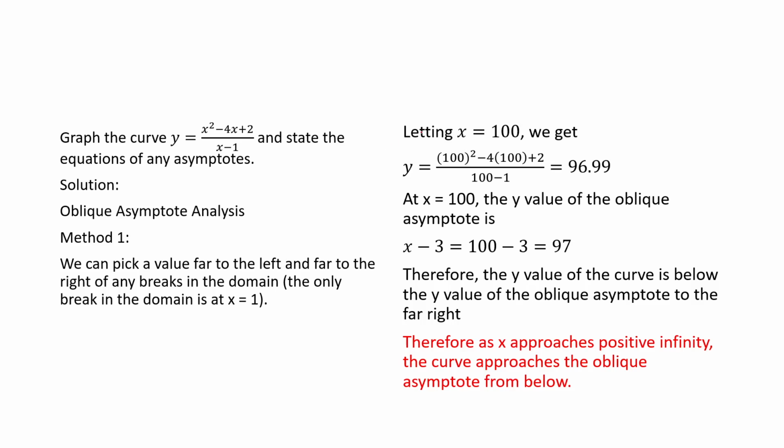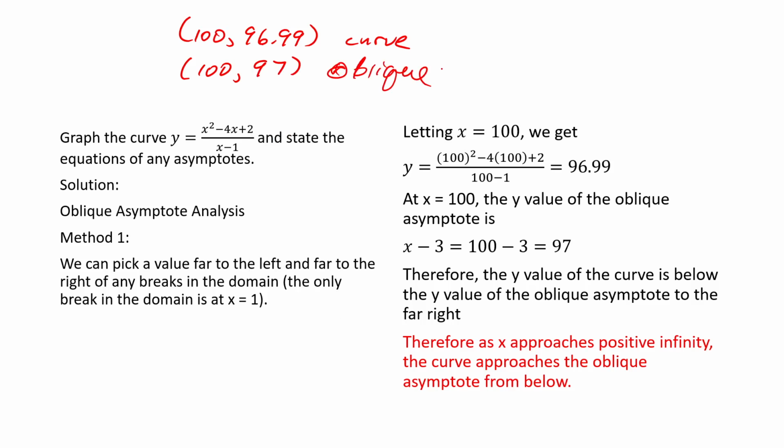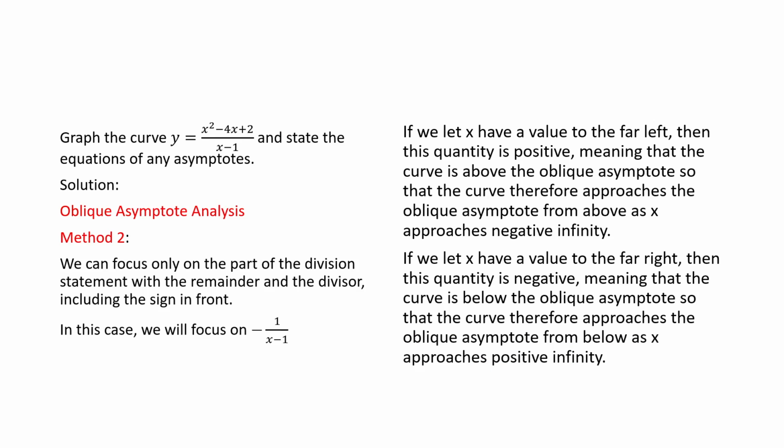But if x is 100, we see that the y coordinate is 96.99. That's a point on the curve. A point on the oblique asymptote would be 100, 97, and that would tell us that to the far right, the curve is approaching the oblique asymptote from below.